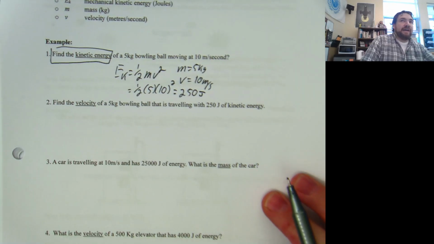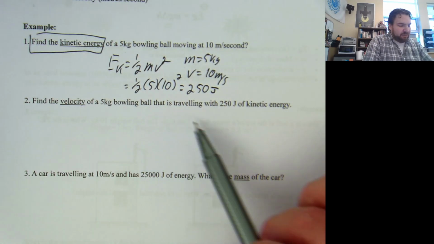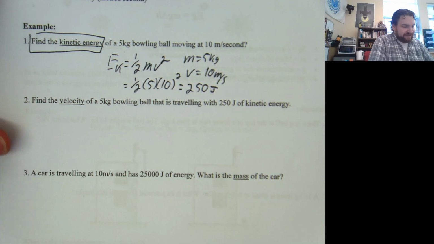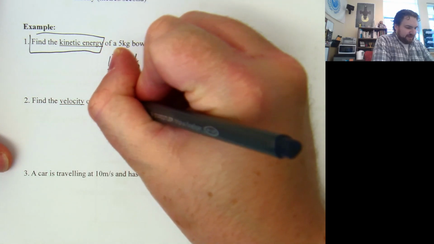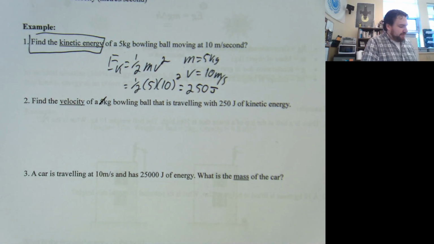This is likely the way the question will be worded. Find the velocity of a 5 kilogram bowling ball. No, let's not do it that way. That's lame. Let's make it a heavier bowling ball, because why not? Let's make this 5 pounds, or 5 kilograms is 11. Okay, so that's an 11-pound bowling ball. Let's make it an 8-pound bowling ball.